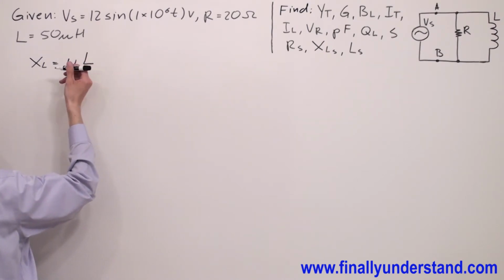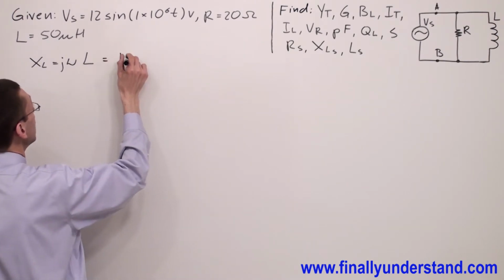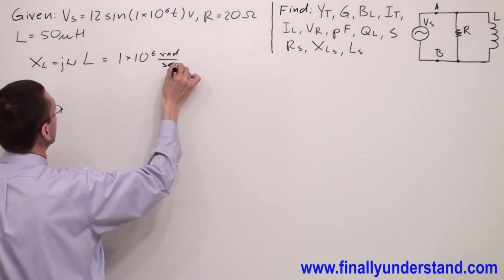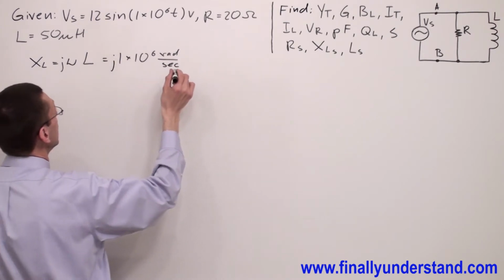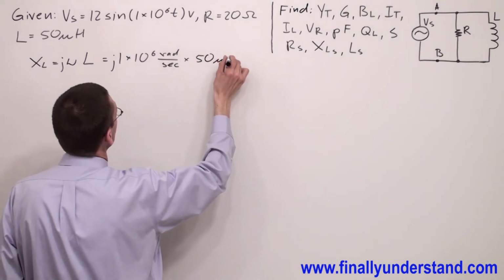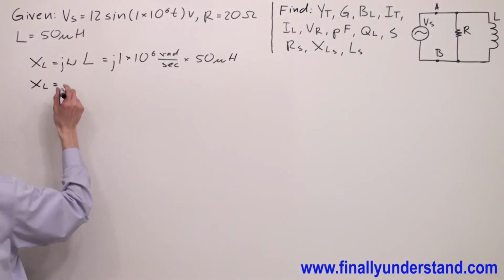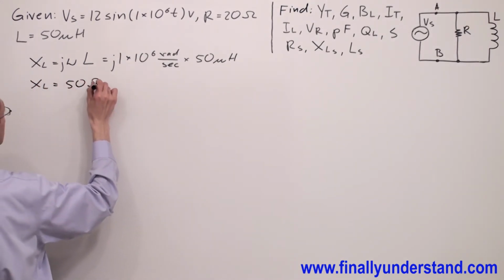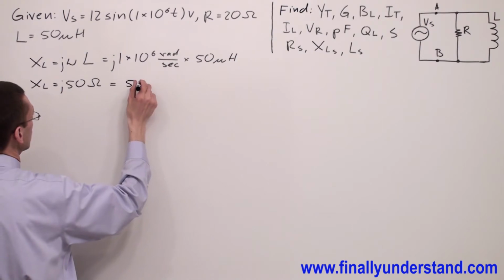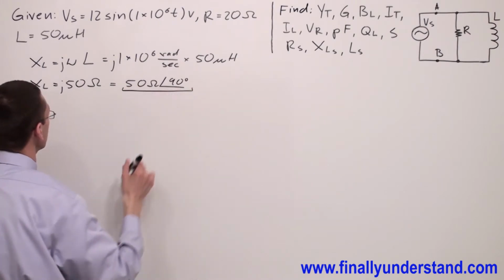Of course, you can say that this is j omega L. So this is equal to 1 times 10 to the 6 radians per second, times j, times L, which is equal to 50 microhenries. So X of L is equal to 50 ohms, I can say j 50 ohms, or I prefer to use polar form: 50 ohms and angle of 90 degrees. So this is X of L.